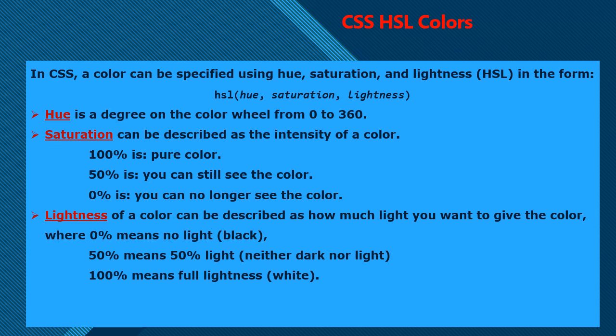Same goes for lightness. Lightness of a color can be described as how much light you want to give to the color. Where 0% means no light. That means the color will be dark. 50% means neither dark nor light. 100% means full lightness, that is white.